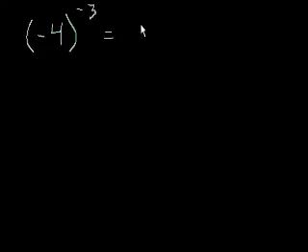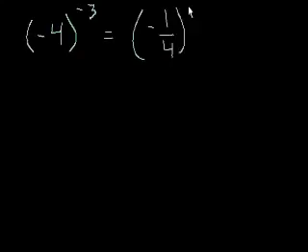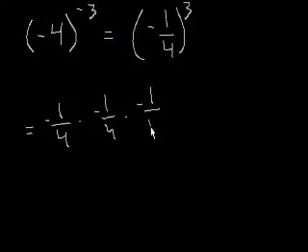And after I write down each of these problems, you might just want to pause it and see if you can do the problem yourself and then compare your answer to mine. So let's say I had negative 4 to the negative third power. Immediately I like to get rid of the negative in the exponent, and I know that that equals minus 1 over 4 to the third power. And that equals minus 1 over 4 times minus 1 over 4 times minus 1 over 4.